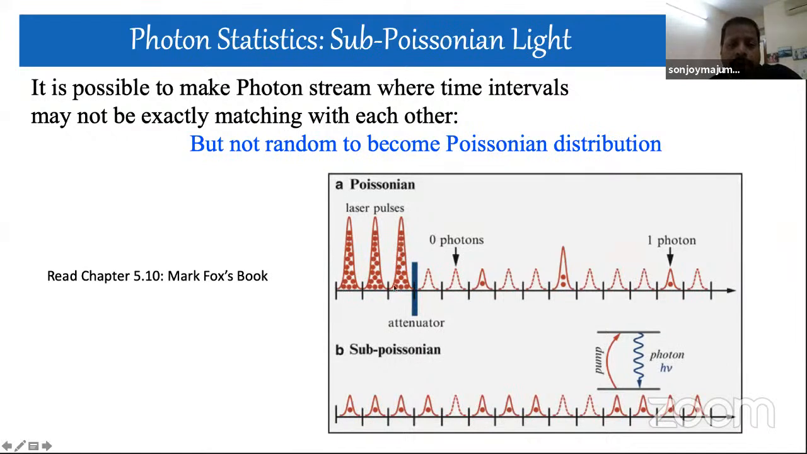So if your laser pulse is coming, you place an attenuator, and after that you are detecting. You get one photon, sometimes you get two photons, then you have to wait for many pulses and get another photon. So you see that they are coming randomly. There is no kind of systematic approach.